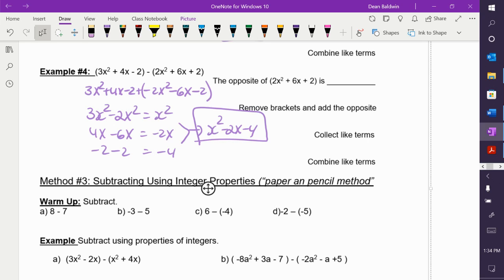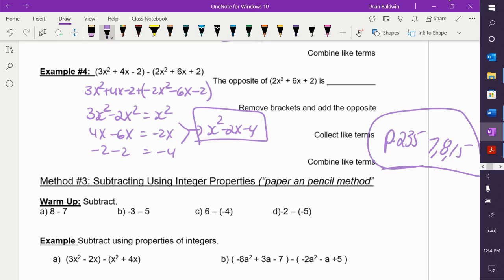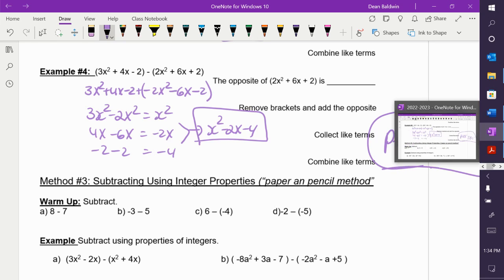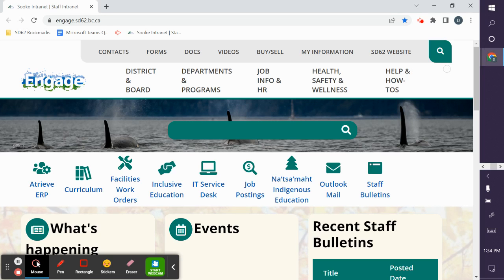I would like you to do page 235, 7, 8, and 15, please. Books are up front.